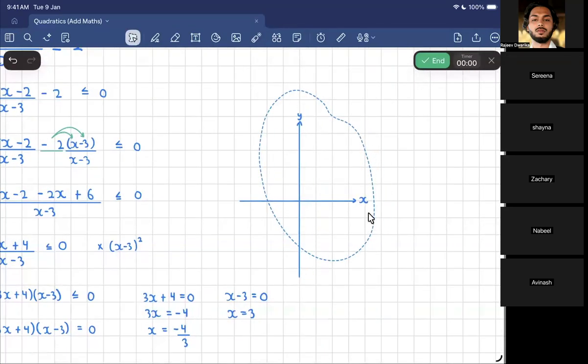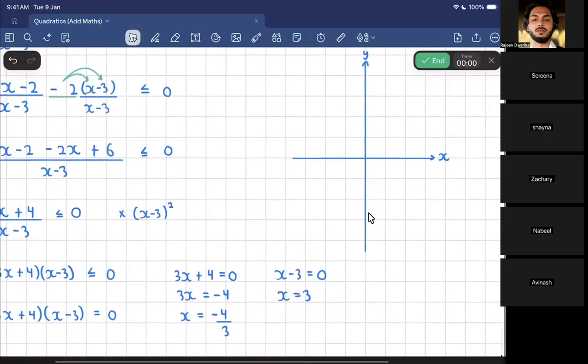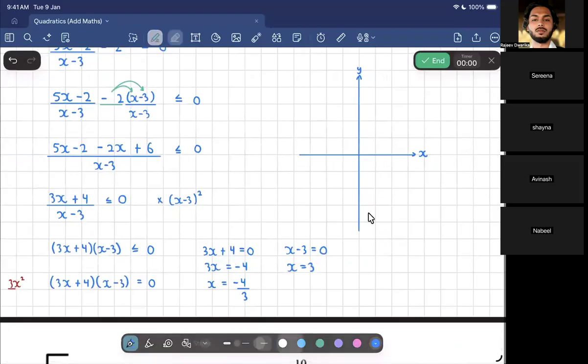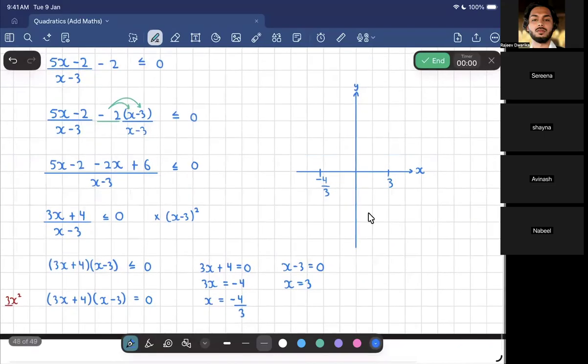All right. So yeah, Avinash. What are my roots going to be? Minus 4/3 and 3. Right? Minus 4/3 we could put over here, and 3 we could put over here. And it's going to be a minimum.